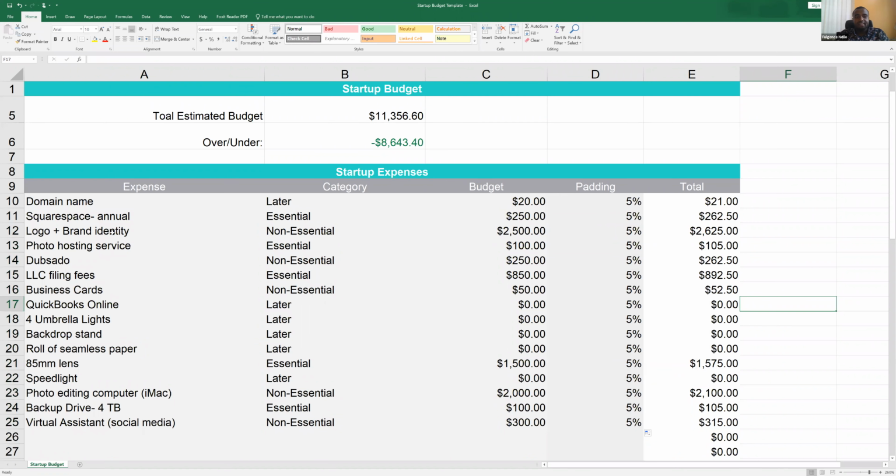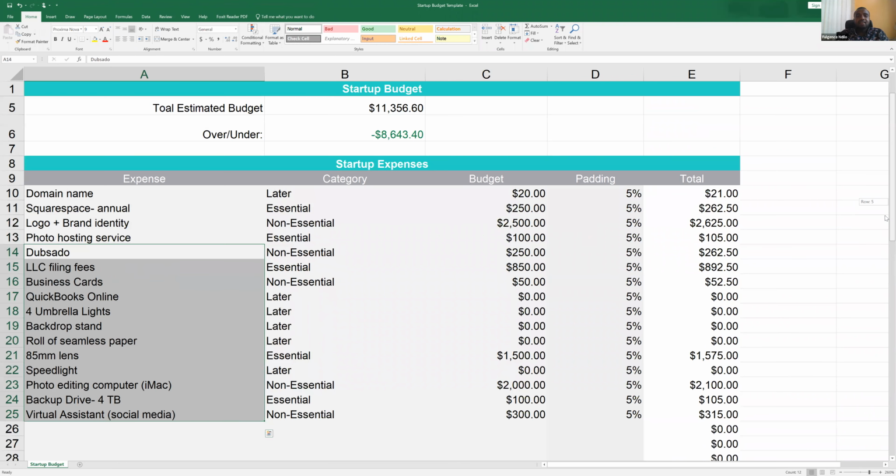Logo, branding, identity, it's non-essential, and that is the cost. Photo hosting service, all this. So this one depends on the type of income or on the type of business you have.